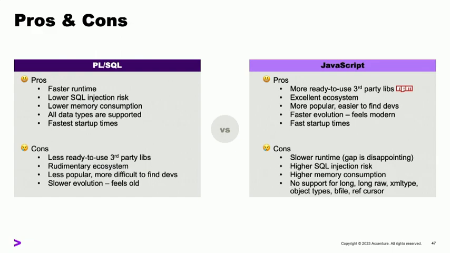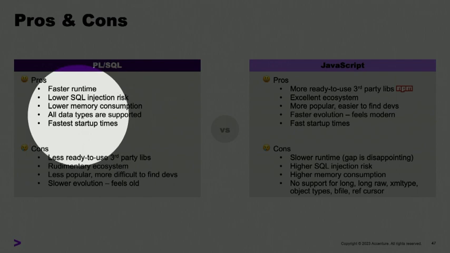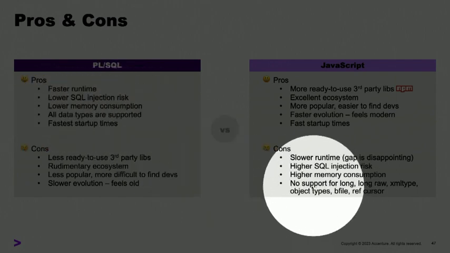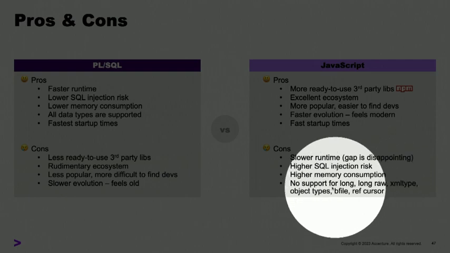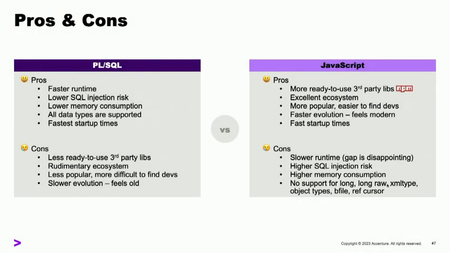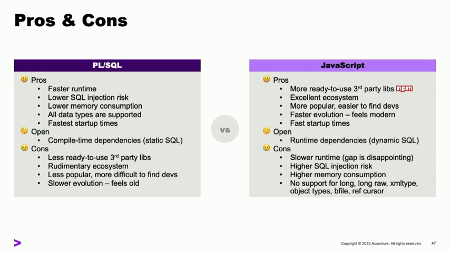But what I haven't mentioned here is that all data types are currently supported in PL/SQL. In JavaScript, there are some exceptions. I guess LONG and LONG RAW will never be available, but they are currently working on providing support for XML type and object types in 23.4. I don't know about the other types, but for the other ones we can assume they will be available when 23c goes live for Enterprise Edition. And one thing I left open is dynamic SQL versus static SQL. So I'm really in the camp of static programming languages.